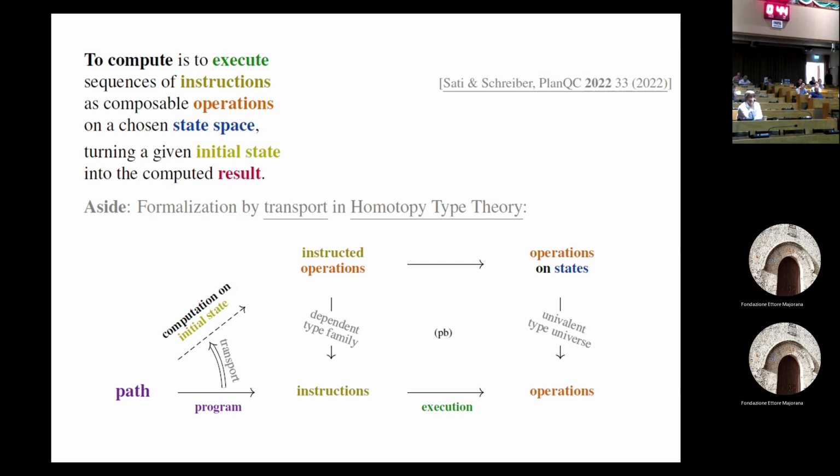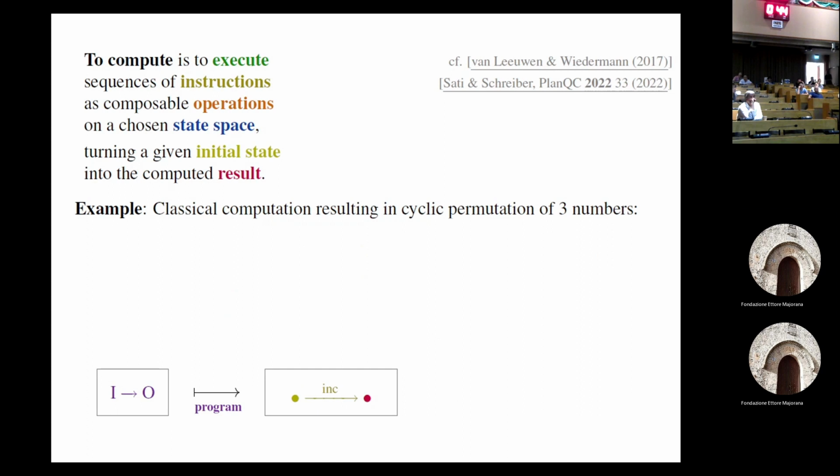In particular, there's a formal language, homotopy type theory, in which to really put this on a computer, where this is then the univalent type universe and dependent type family. If there's interest, we can talk about this in the question session. Let me go ahead and give you the most trivial example, and from this super trivial example we'll slowly get to the point of quantum computation.